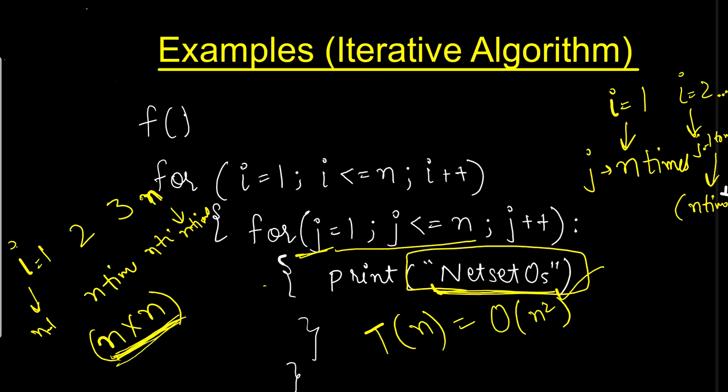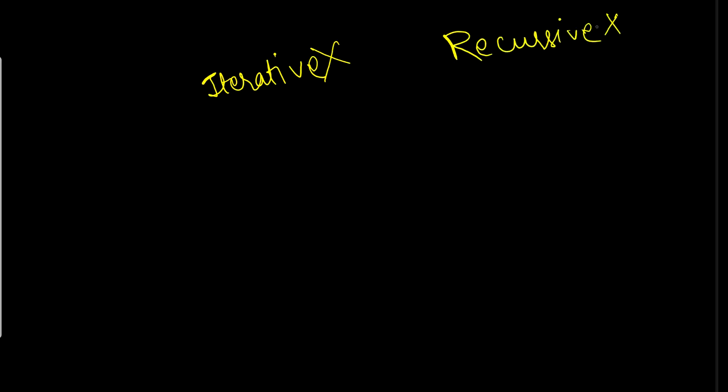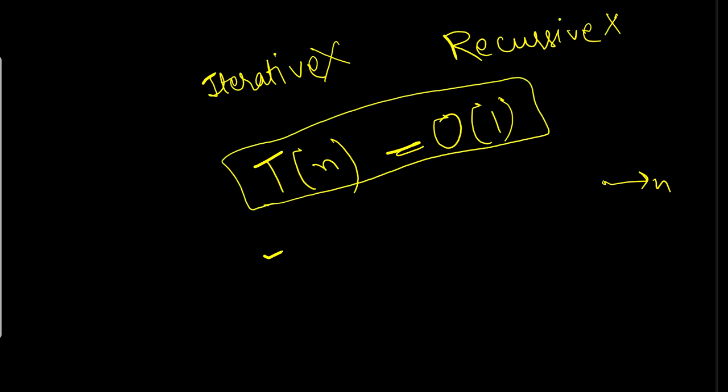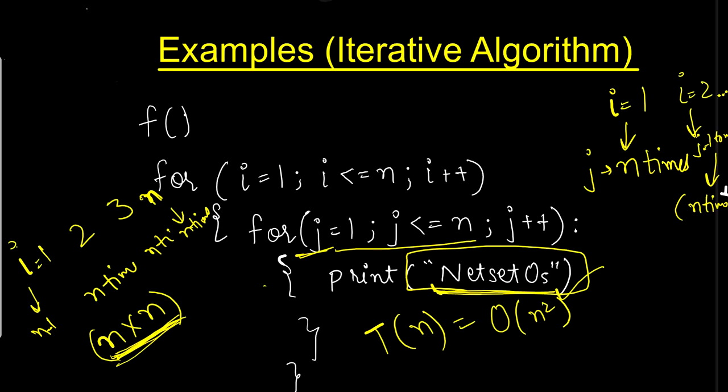One more thing, if an algorithm is neither iterative nor recursive, then it means running time will be a constant value, as there is no dependency of running time on input size. So we will have the time complexity as order of 1, right?